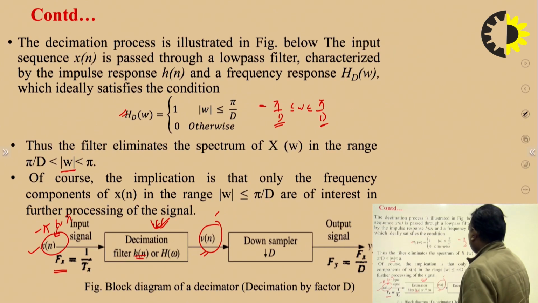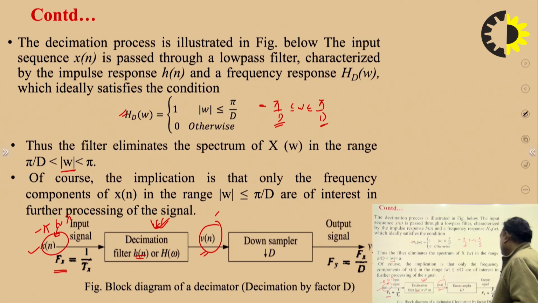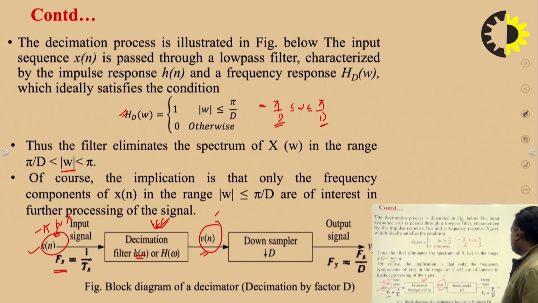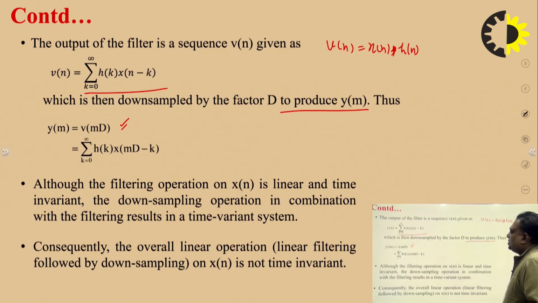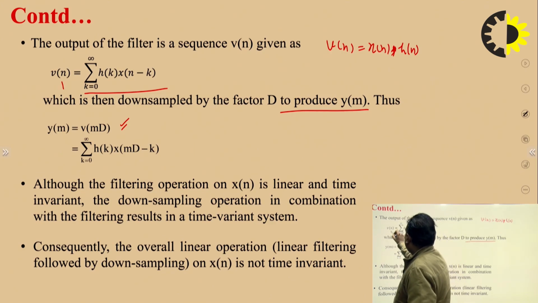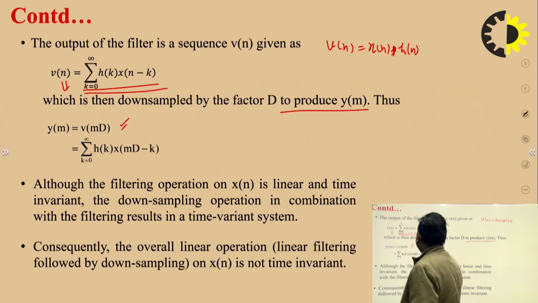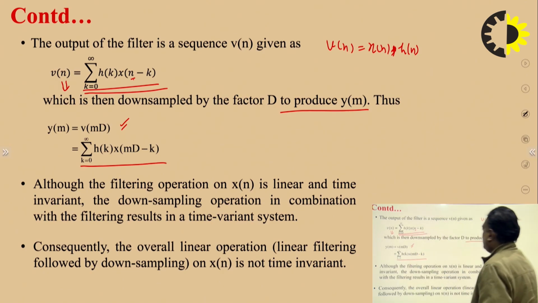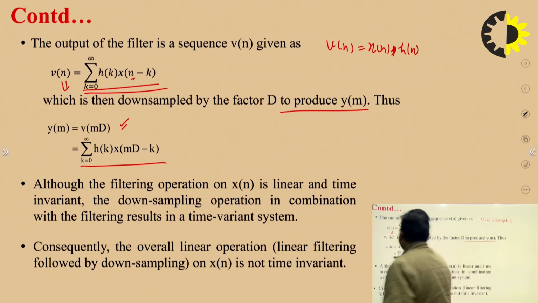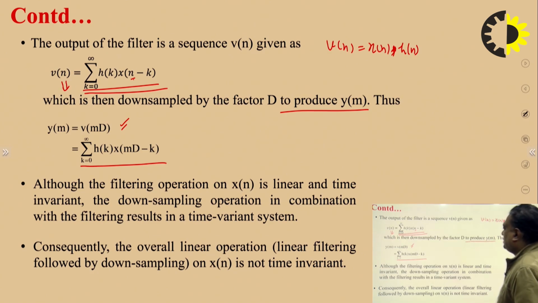What is the relationship between y and v? Because you are downsampling, y[m] equals v[md]. Or you can write y[n] equals v[nd]; we are just changing the index n to m. So y[m] equals v[md]. Now we can put n equals md in the convolution equation, so this becomes h[k] into x[md minus k]. The output y[m] comes out from this equation as the summation of h[k] into x[md minus k].